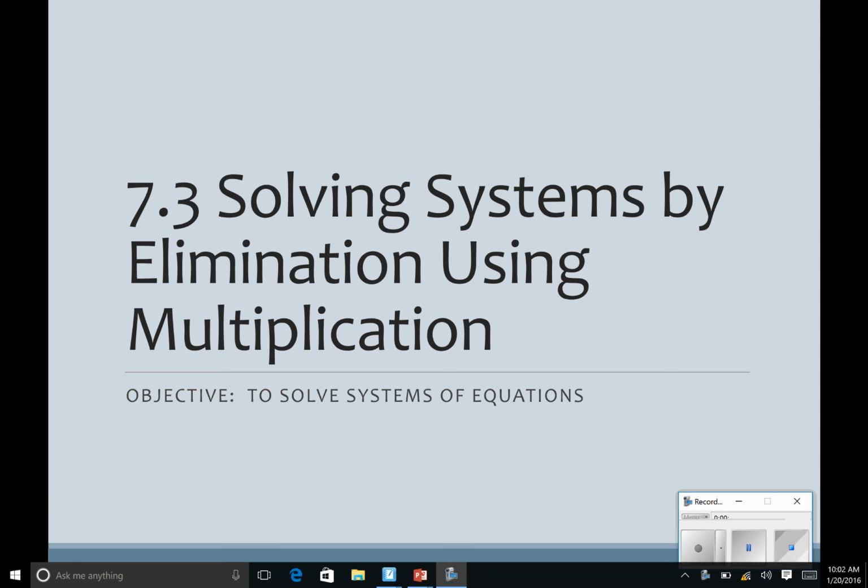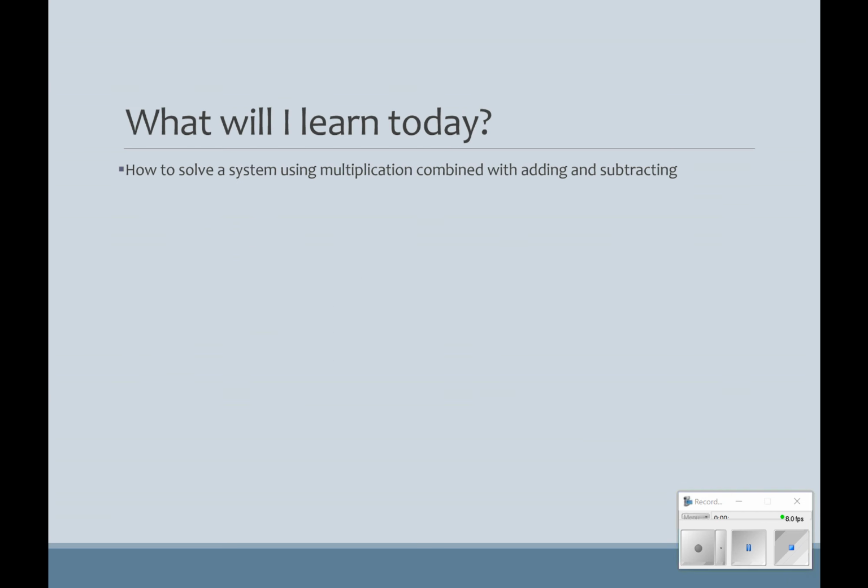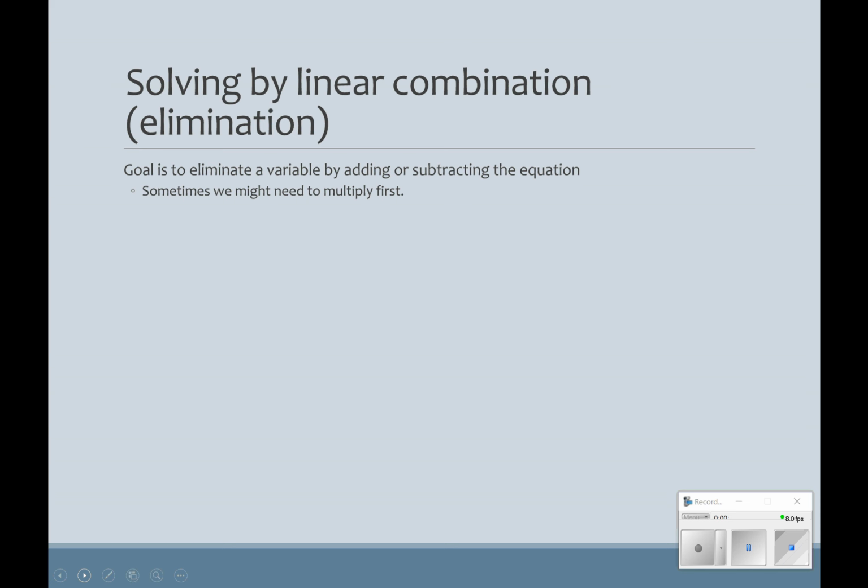Today we're going to talk about solving systems of equations by elimination, just like we did yesterday, but this time we're going to add multiplication in there. So yesterday you either just had to add or subtract. You might have a system like x minus y equals 5 and negative x plus 2y equals 7, and all you had to do was subtract. Today we're going to have systems where it's not going to be just quite that simple.